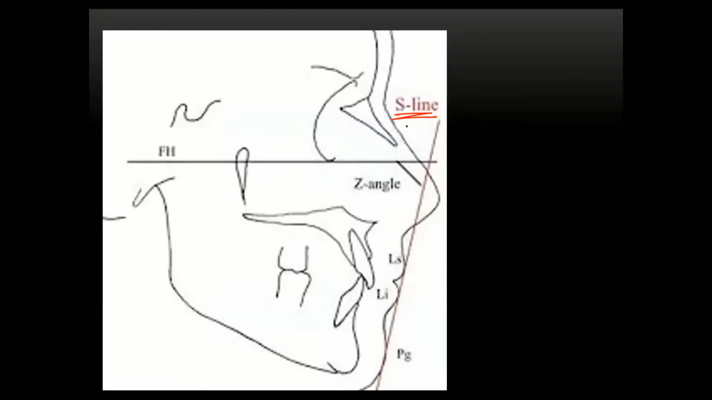Next, Steiner also gave a line, which is called the S line. Okay, how do you draw the S line? You take soft tissue Pogonion, and you take an S like this. When the concavity and convexity meet, like we do for the PM point, when the mandible convexity meets the concavity, you take the center of that point, likewise the center of the lower curvature of the nose, and you draw a line from Pogonion. This is the S line.